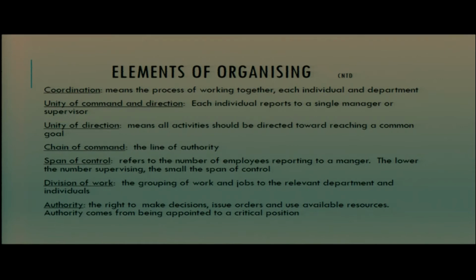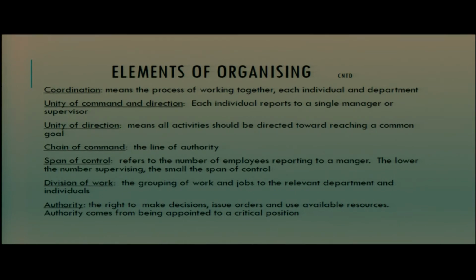Elements of organizing. Coordination means the process of working together, each individual and department. Unity of command and direction. Each individual reports to a single manager or supervisor. Unity of direction means all activities should be directed toward reaching a common goal. Chain of command, the line of authority. Span of control refers to the number of employees reporting to a manager. The lower the number supervising, the smaller the span of control.